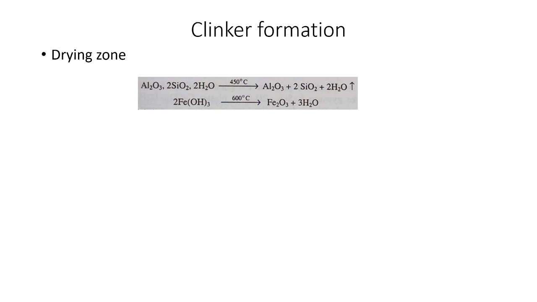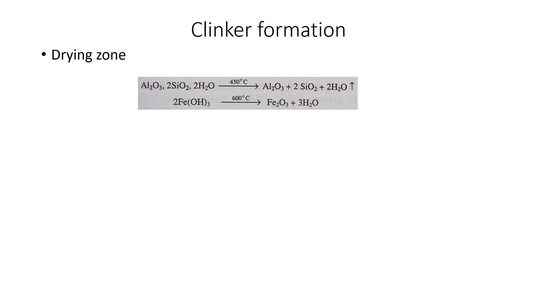So if there is iron hydroxide, that will be converted to ferric oxide. If there is water of crystallization for alumina and aluminum silicate, then that is also removed. So the reactions which are taking place at this 450 to 600 degrees Celsius are like this.